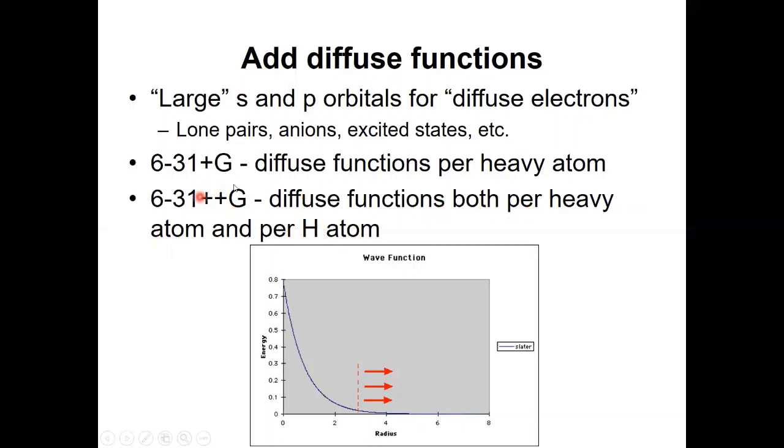So if you see double plus, it means all atoms add S and P orbitals to them. If you see one plus, it means only atoms other than hydrogen add an extra S and P orbital. Of course, for the S orbital and P orbital, for any empty orbital, you use one Gaussian function to express this.